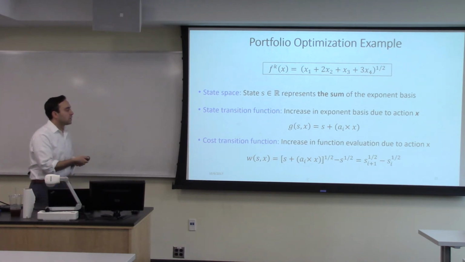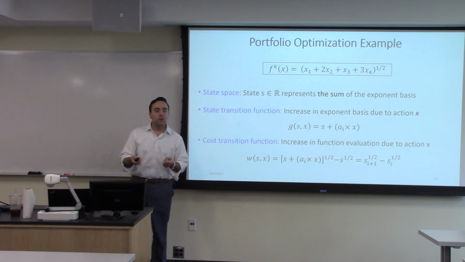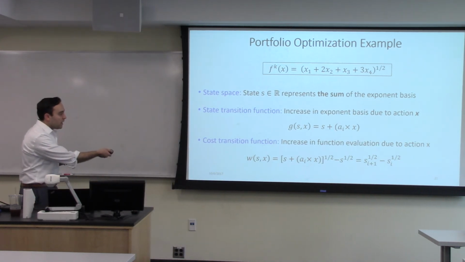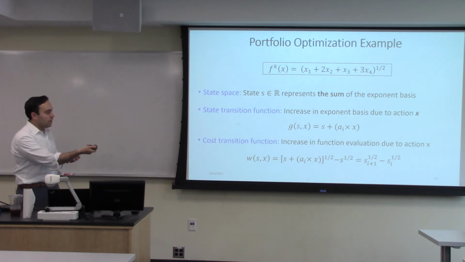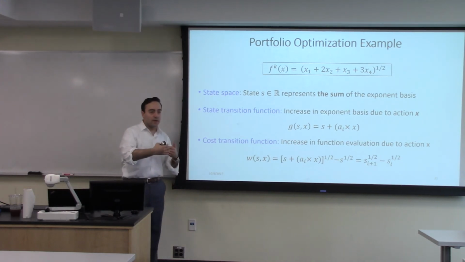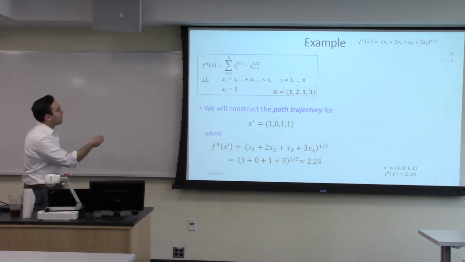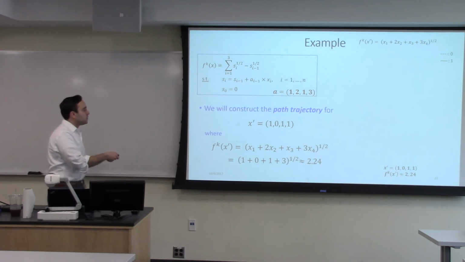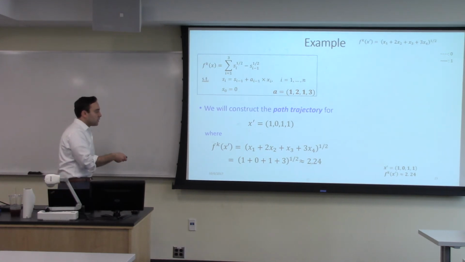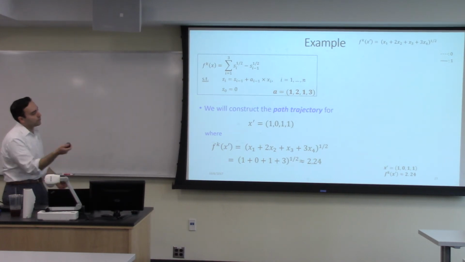And then you look at the cost transition function. What is the increase in the function evaluation due to an action x? Take a variable, what happens? You're just looking at the difference in the objective function terms between what the inner sum is right now and what the inner sum becomes. Here it's replicated for this particular solution and this particular function. Here is the solution and here is our function. It evaluates at this solution to approximately 2.24.